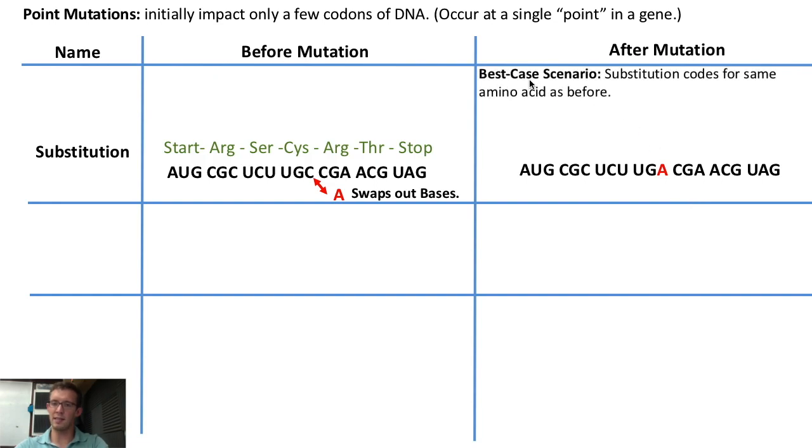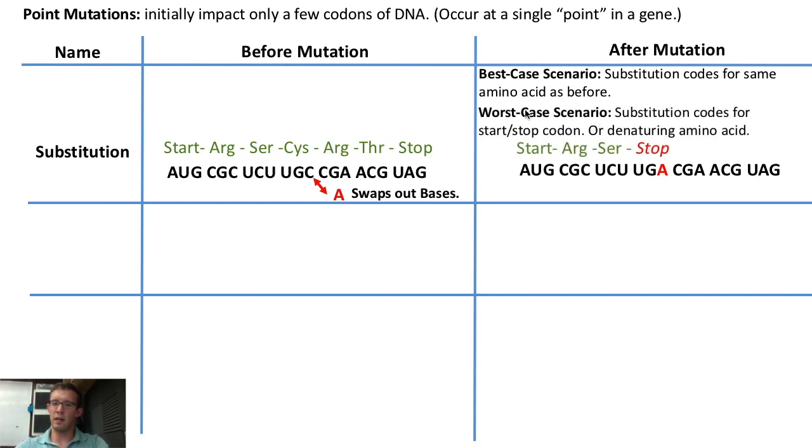And in the best case scenario for the organism suffering the mutation, this substitution would end up coding for the same amino acid as before. And this is possible because some amino acids are coded for by more than one codon.